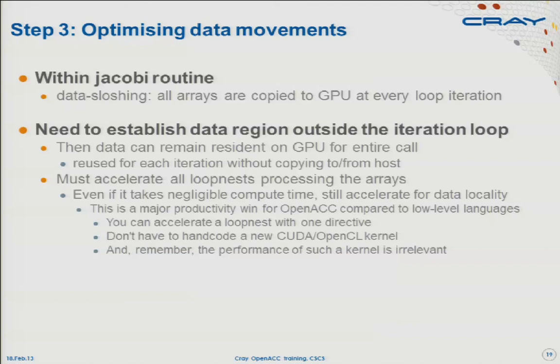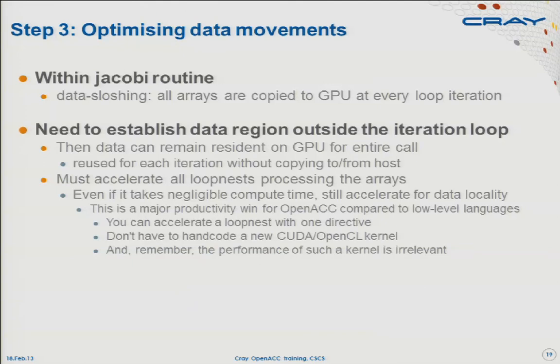But there's another loop nest in that iteration loop that took no time in the profile, which just copied temporary array work 2 back into the data array P, ready for the next iteration. So we're going to have to port that to the GPU, not because it takes any time, but because if we leave it on the CPU, we've got to keep moving data backwards and forwards.